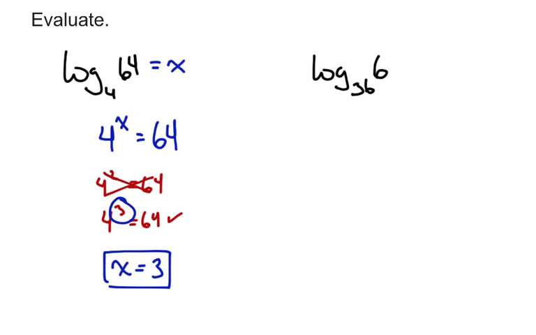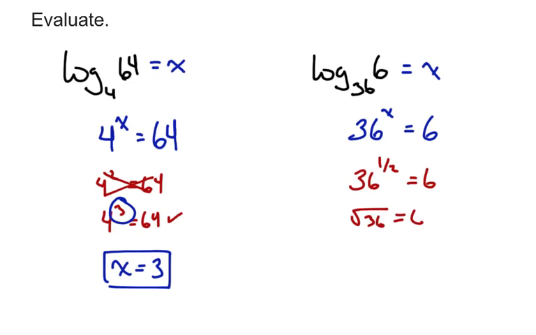Right. So let's try it again here. Log base 36 of 6. Let's just set it equal to x. Turn it into an exponential equation: 36 to the x is equal to 6. Well, I know the square root of 36 is 6. So that would mean that 36 to the 1/2 is equal to 6, because that'll give us the square root of 36. So our solution, x, is equal to the power 1/2.